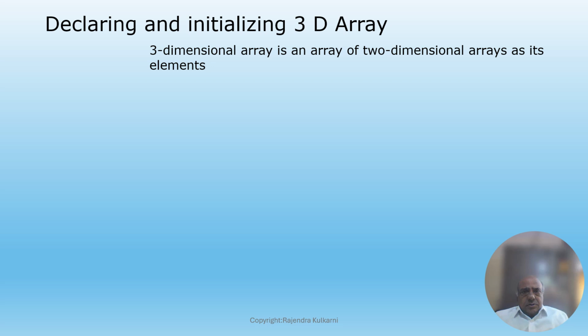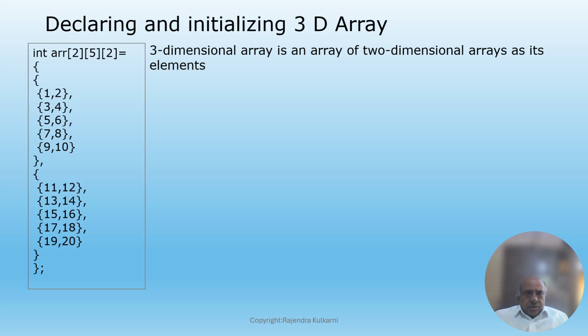So, a 3D array has 2D arrays as its elements. Its declaration and initialization we are seeing in this figure. We have declared an array ARR with 3 subscripts. The first subscript is 2, the second one is 5, and the third one is 2 again. And we can see there are two 2D arrays we have assigned to this 3D array.